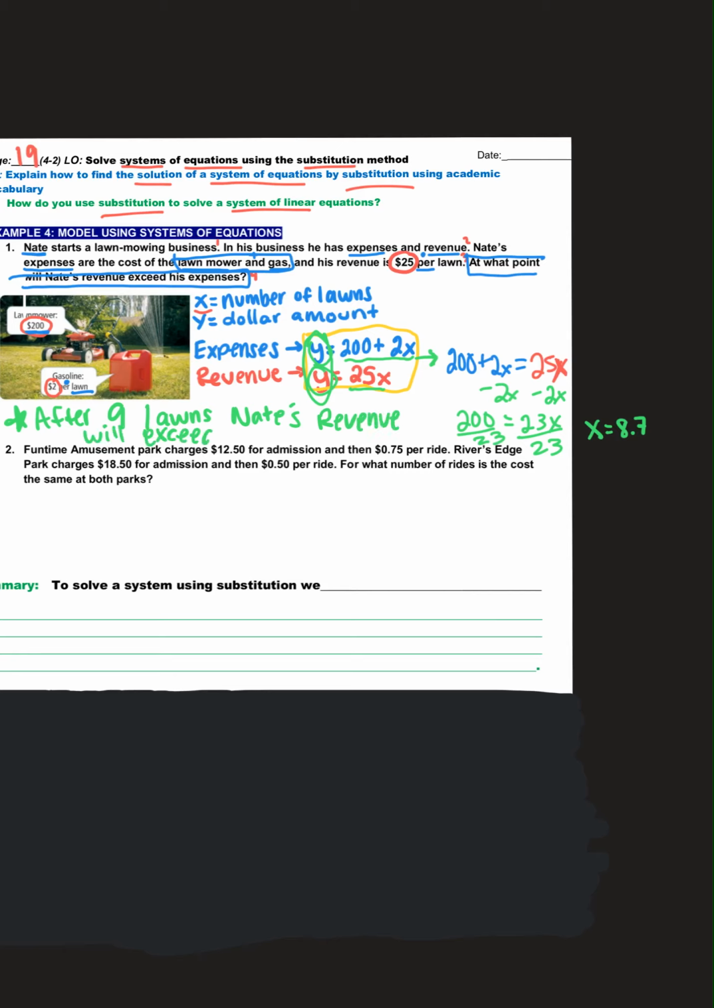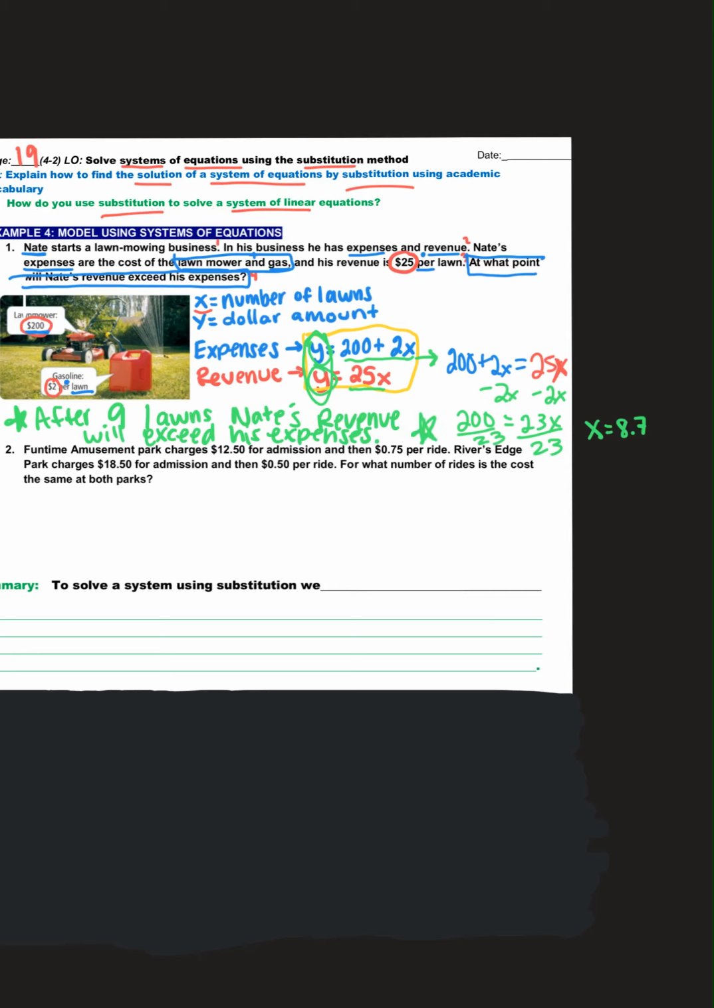Now with these questions, you need to be careful because sometimes they will ask you how much money he will make after 9 lawns, and so on. Sometimes there are 2 questions, and if that's the case, then you need to solve for the other answer. But it's only asking you at what point Nate's revenue will exceed his expenses. So this is the only answer that the word problem is asking for. Okay? All right, I'm going to help you set up number 2, and then we'll end the video.